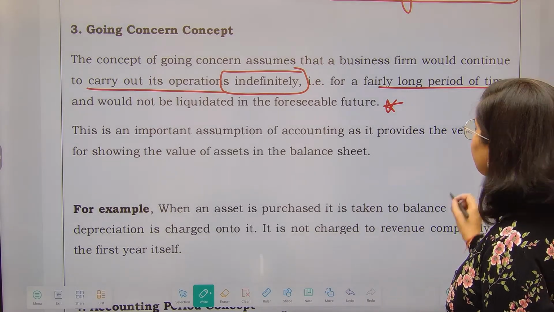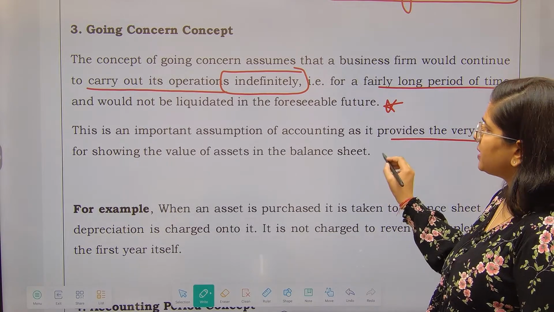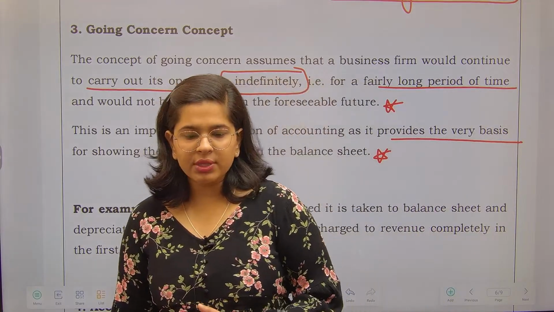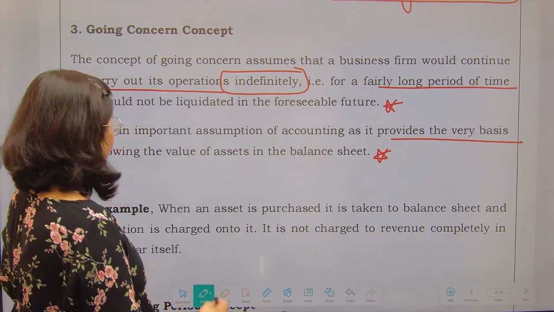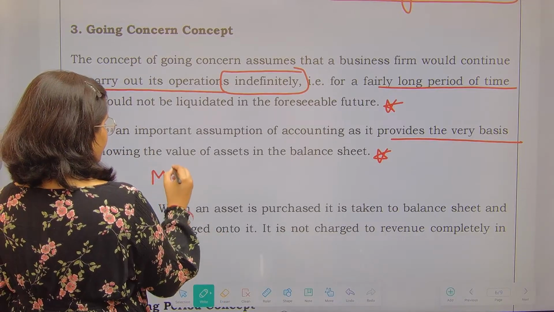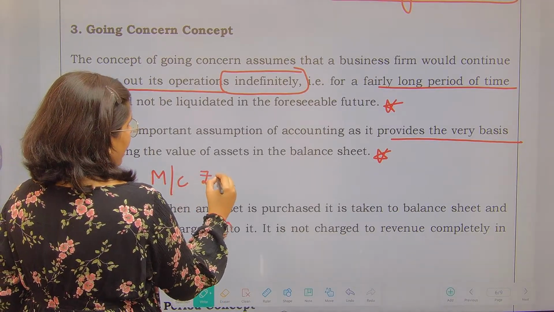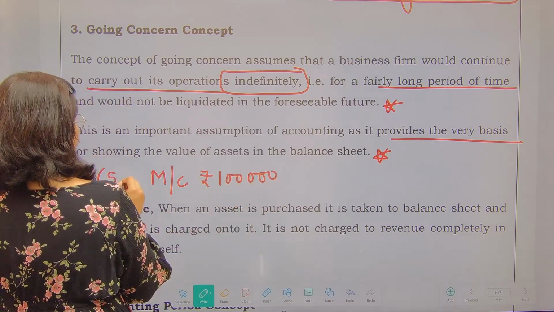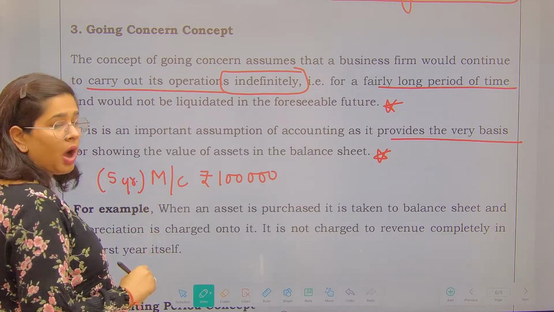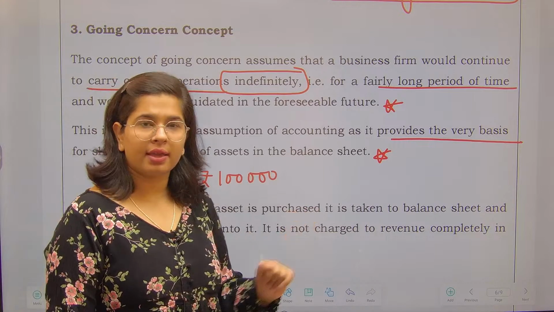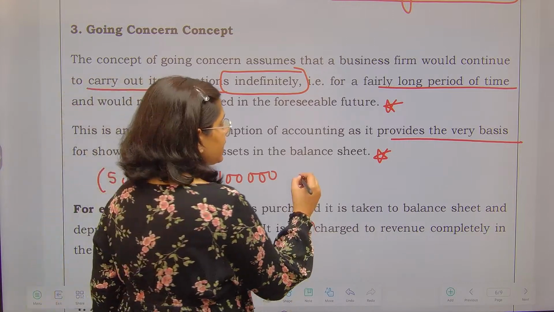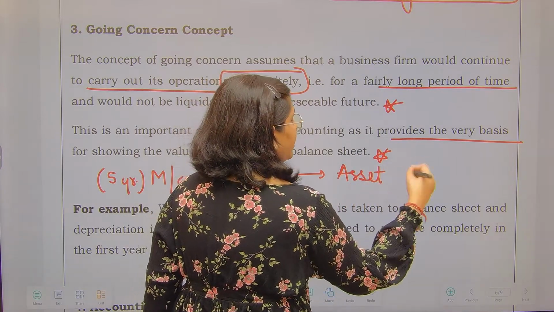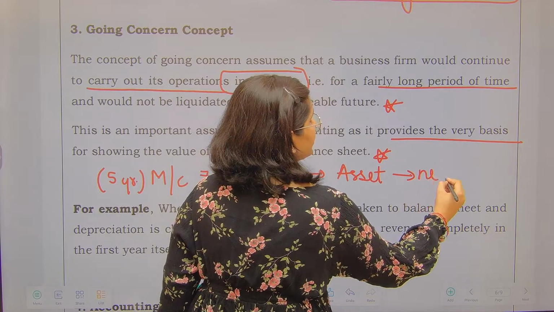It is an important assumption of accounting because it provides the very basis for showing the value of assets in the balance sheet. Now I'll tell you how. Suppose I have purchased a machinery for 1 lakh rupees and the lifetime of this machinery is 5 years. Now, how do I show this particular item in my financial statements? I show this as an asset. Yes, this is my asset. I will be using it for the next 5 years.